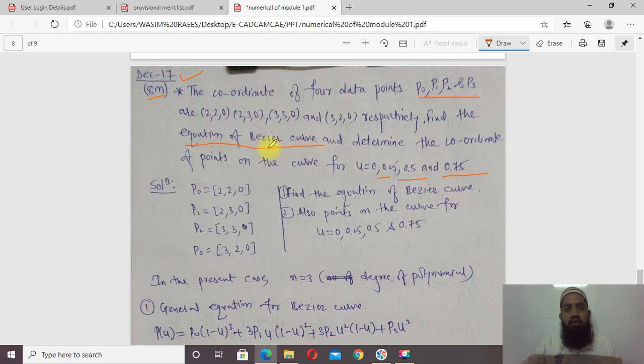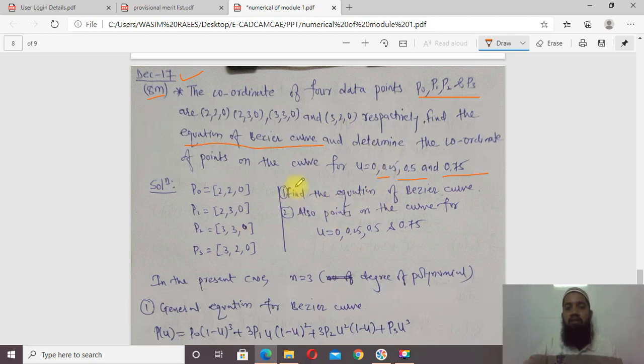What is our first step? First of all, we extract the data from the question and write it down in the solution. P0 has the coordinates 2, 2, 0, P1 has 2, 3, 0, P2 has 3, 3, 0, and P3 has 3, 2, 0. In this case you will observe that the value of z is always 0, so no need to worry about the z coordinate. You only have to consider the x coordinate and y coordinate.